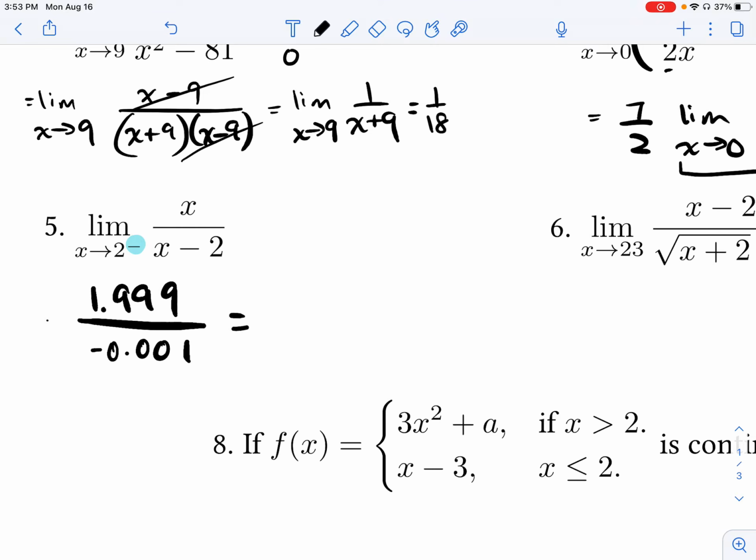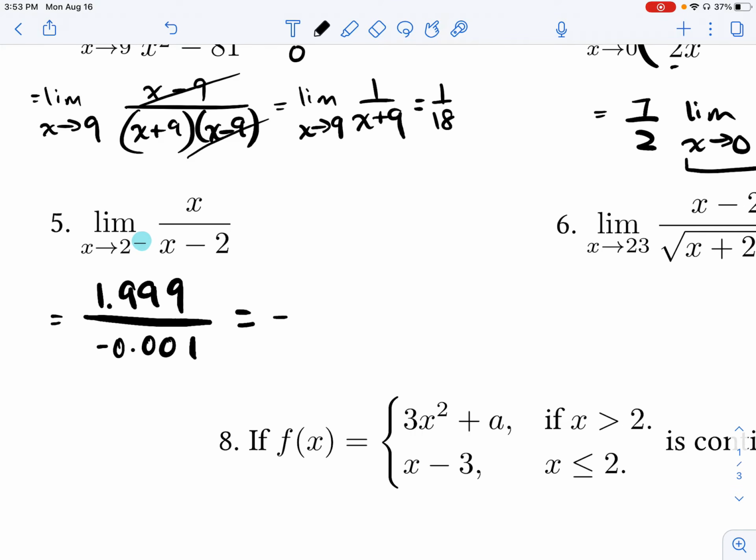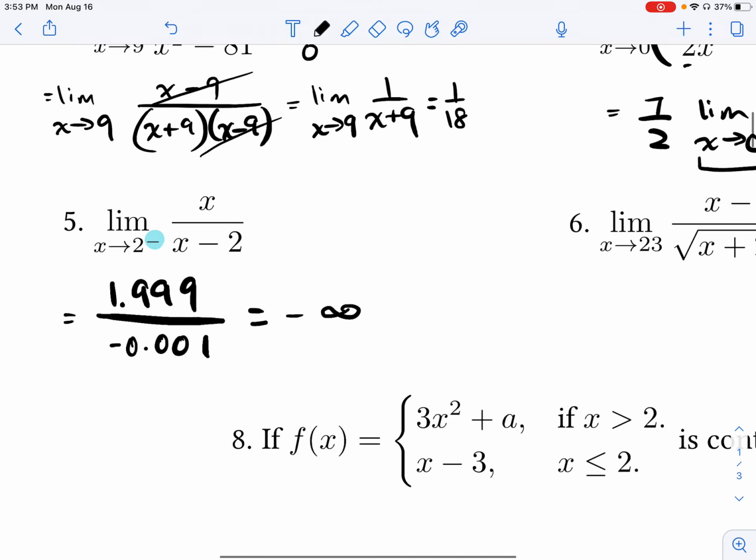When we divide something by a very, very small value, our quotient, or our output, starts to grow and gets closer and closer to infinity. But since we're dividing by negative 0.001, this would be negative infinity. So this limit doesn't exist, but since we're finding a one-sided limit, it is accurate to say that this limit would just be negative infinity.